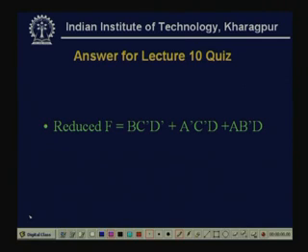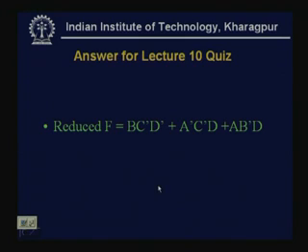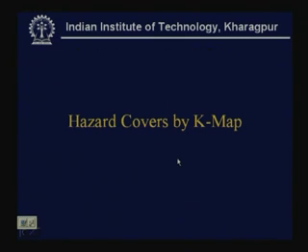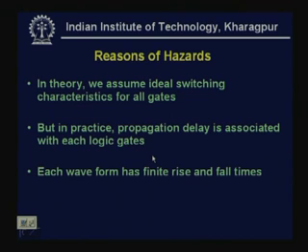Now, we start today's topic, how we can cover the hazards by the Karnaugh map method. First, what do we mean by hazards and what is the reason for hazards. So far in the previous classes, we assumed ideal switching characteristics for all gates, the AND, OR and the inverter operators that we have considered. We assumed that it is an ideal switching.